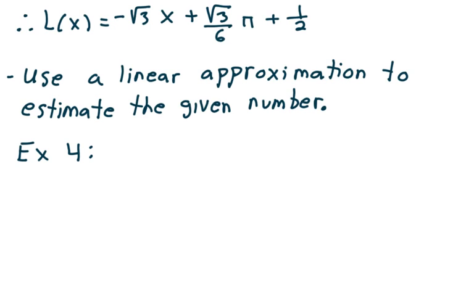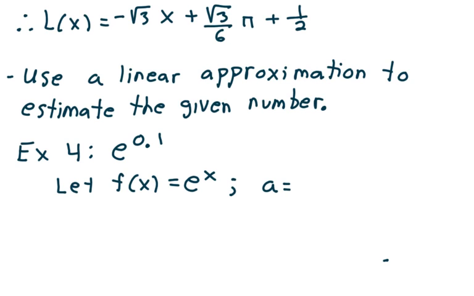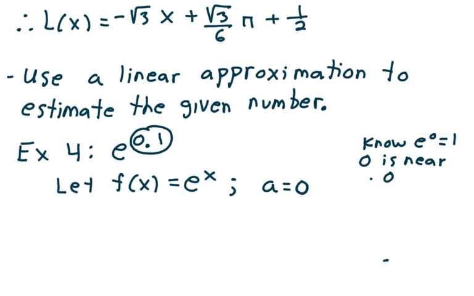Well, suppose I give you e to the 0.1. Now, the function, I hope you guys realize, is f of x equals e to the x. Now, I need an a. Can we agree that I need a number nearby 0.1 so that when I take e to the number, I know what it is? And I claim I'm going to use a equals 0. So I know e to the 0 is 1, and 0 is near 0.1. So it's a nice, useful number.